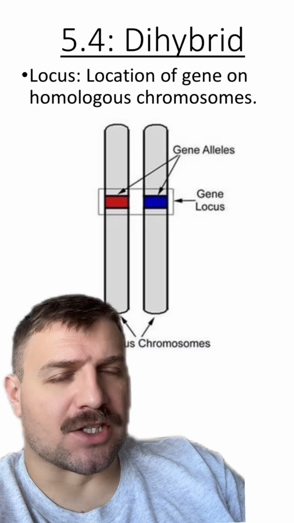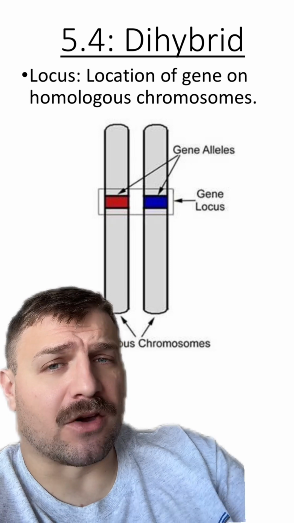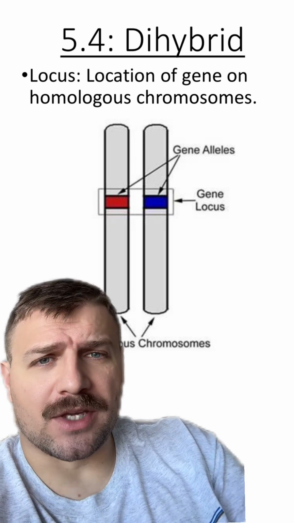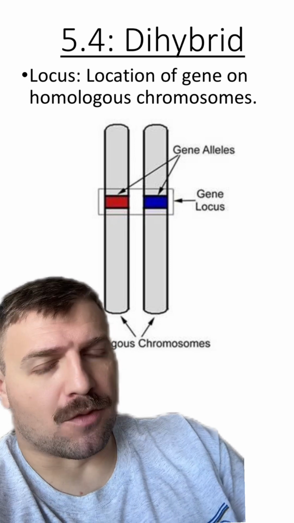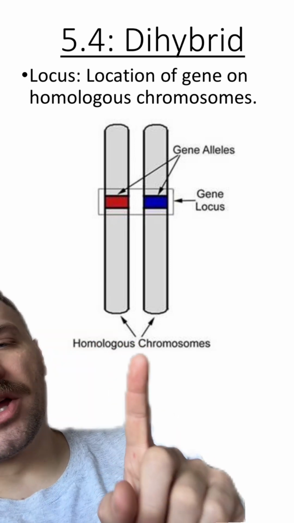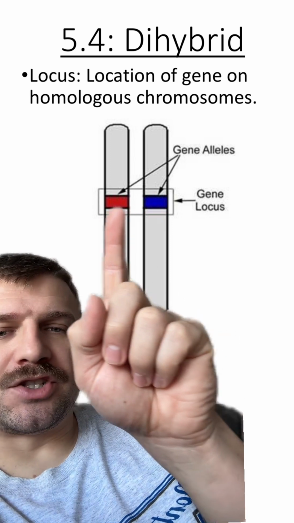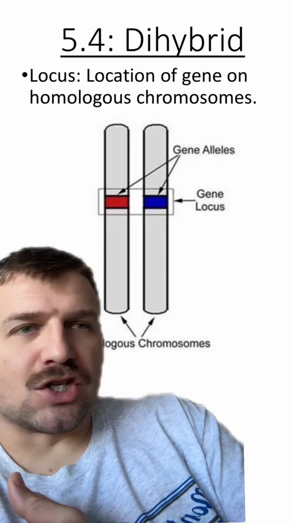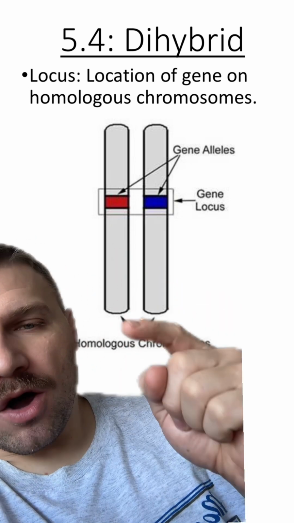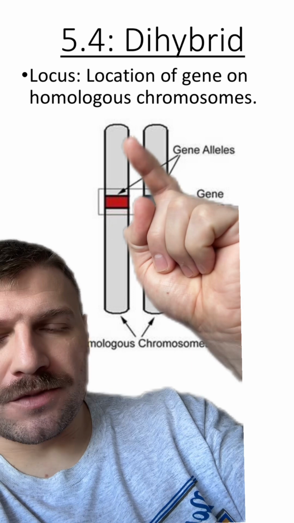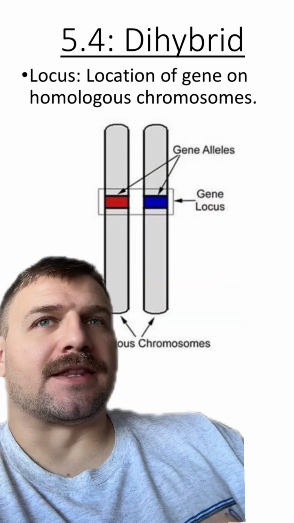One of the things we're going to touch upon in the next section is something called a locus. The locus is just the location of a gene on a pair of homologous chromosomes. You can see it in the pair of homologous chromosomes here. The gene location is just the gene locus. This is again just where it's physically located on these pairs of homologous chromosomes. That's going to be really important when looking at the next section.